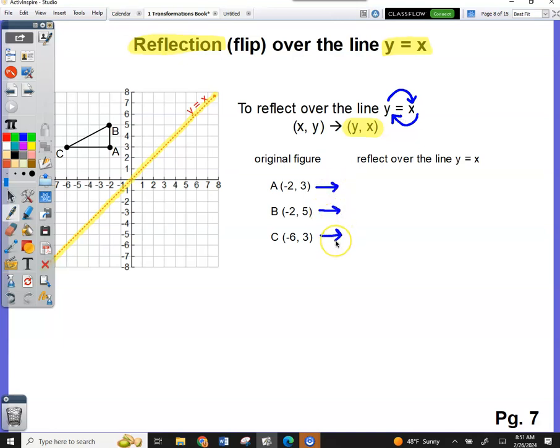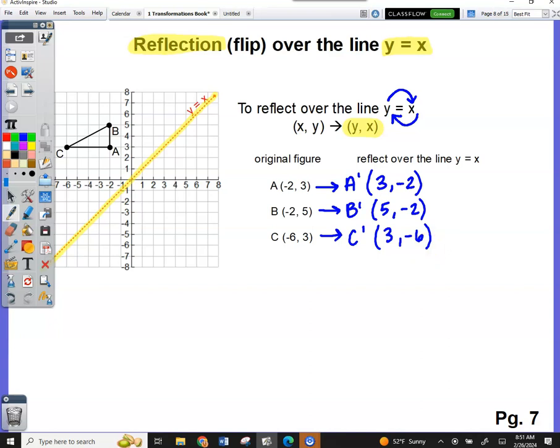Now, in the past, we've been able to graph it and then read the points. You can't do that here. You're going to have to actually flip them, write the points, then graph it. So what would A prime become? 3, negative 2. What would B prime become? Yep. And C prime? Yep. Now I'm going to graph it.